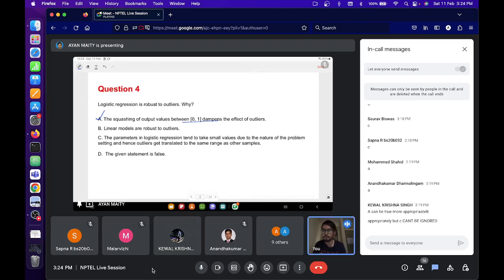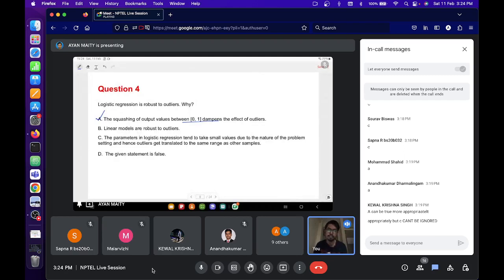No, I mean option C is not right. Why am I calling it not right? Because of the parameter values. I am telling that C, the parameters in logistic regression tend to take small values, is not at all right. Parameters can take any value. We are using the sigmoid function so that we scale the output down to 0 to 1. That is what I am trying to say.